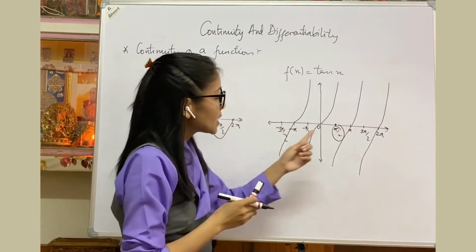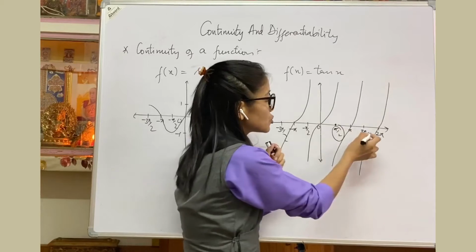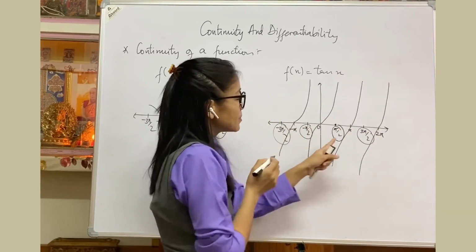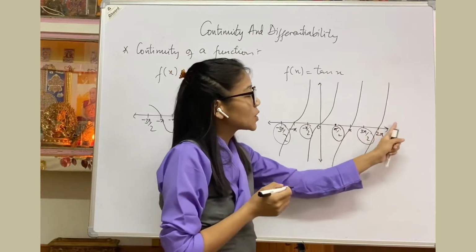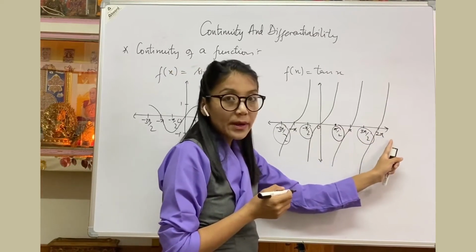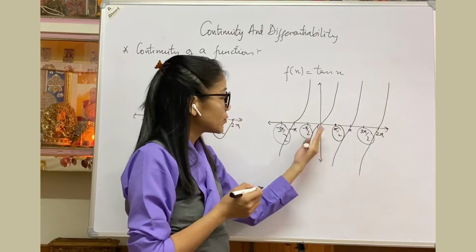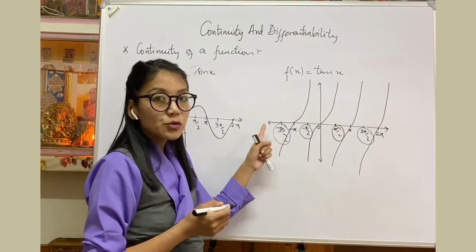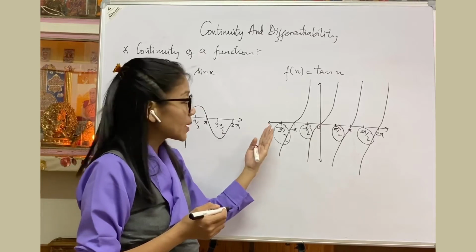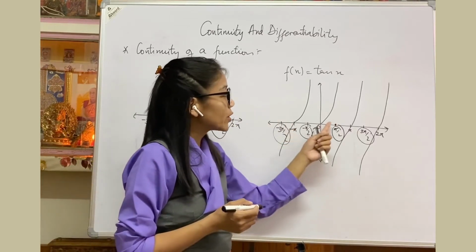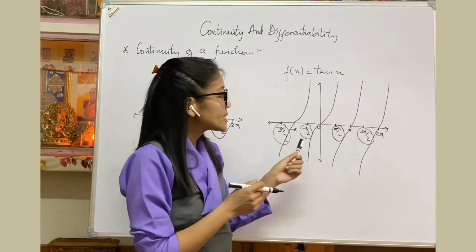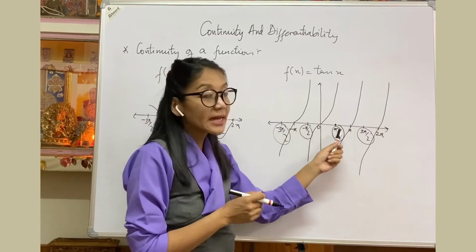Similarly, like pi by 2, you can find some other points at which the graph of the function is broken. At these points, pi by 2, 3 pi by 2, and if you continue, 5 pi by 2, 7 pi by 2, and so on. If you come to this side, then you have negative pi by 2, negative 3 pi by 2, negative 5 pi by 2, and so on. At these points the graph of the function is broken, so we say that the function is discontinuous at these points.